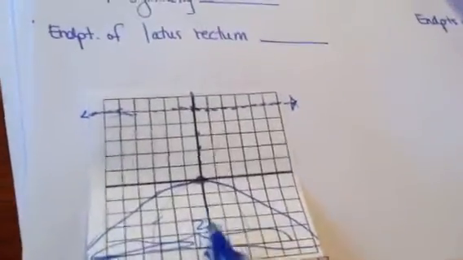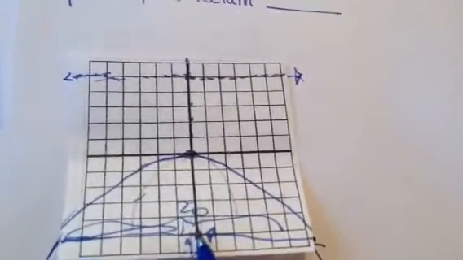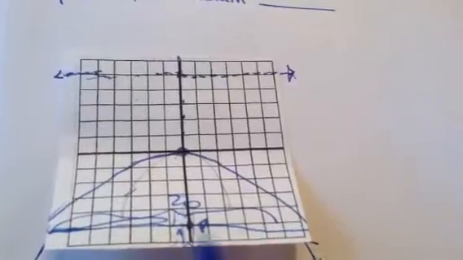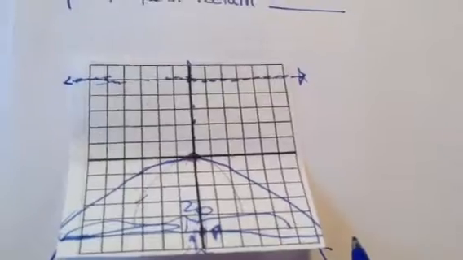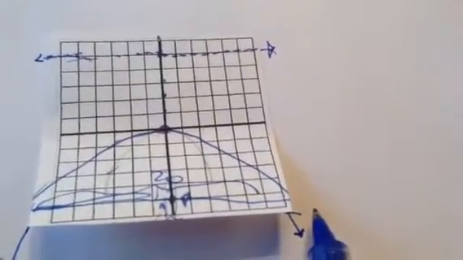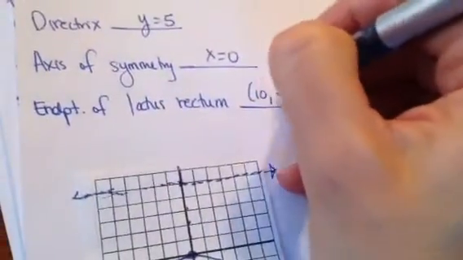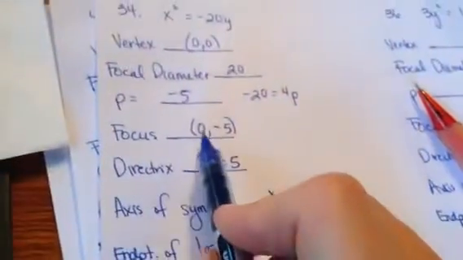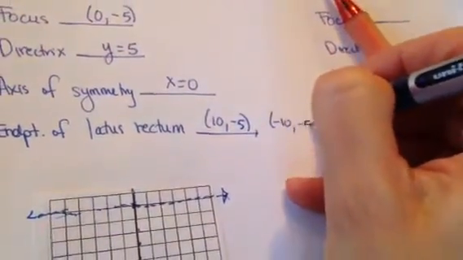Okay, no big deal. First of all, you should be able to see it from your focus. Think about this focus. If you go over to the right 10 units, you take your focus, going left to right, so add 10. One time it would be 10, -5, and I'll go ahead and write that. And one time you would take your focus and subtract 10, so it would be -10, -5. You can see that on the graph. Okay, so you've got that.